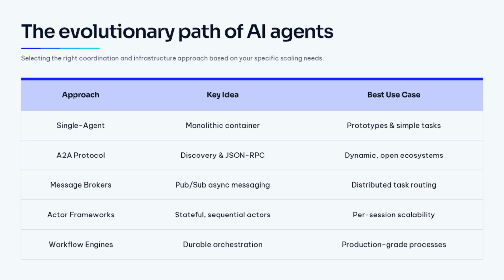Okay, advanced system, message brokers, PubSub, async messaging. Best use case is for distributed task routing, used for distributed systems. Actor framework, key idea, stateful sequential actor. Best use cases are for precision scalability. Workflow engine, durable orchestration for production-grade processes.